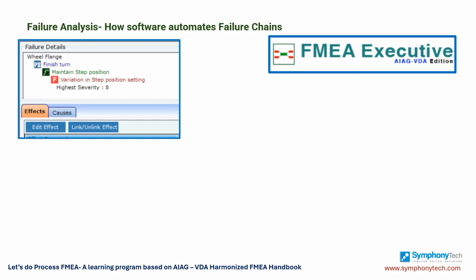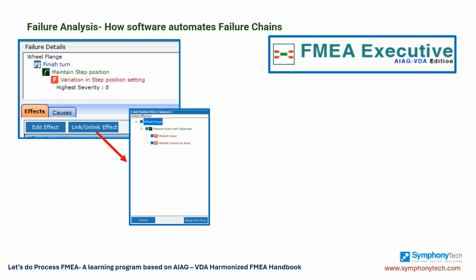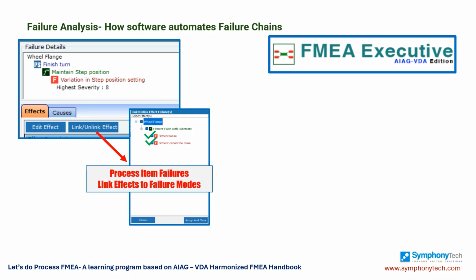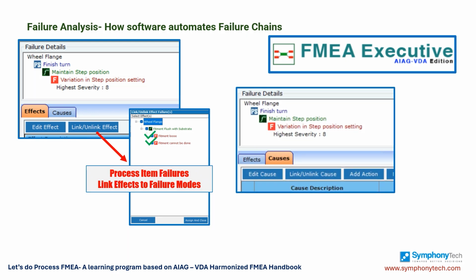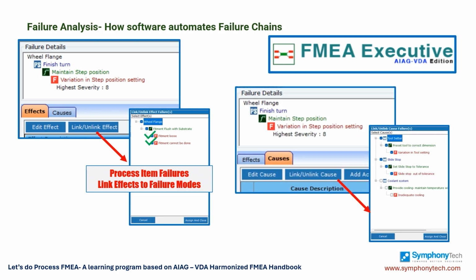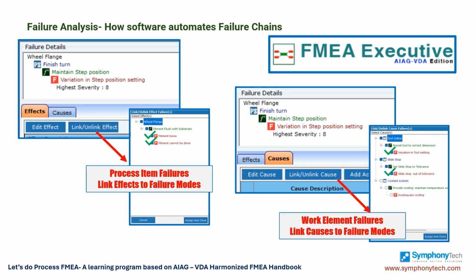The next screen shows you a tree with your selected failure mode, variation in step position. Click the Link Effects button from the Effects tab. The system will show you a choice of possible failures on the process item. Select and link the relevant ones that are the effects of the failure mode under consideration. Similarly, on the Causes tab, clicking the Link Causes button will show you the possible failures of work elements. You need to connect the ones that will cause the failure mode. You click to connect the failure chain.